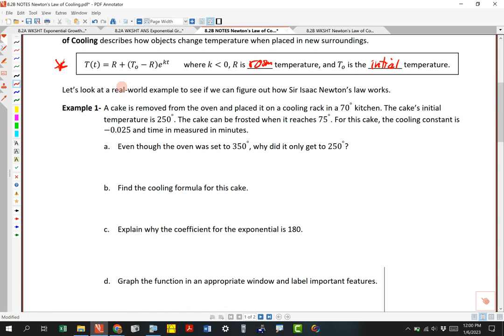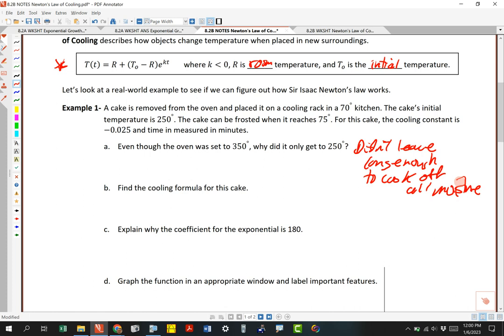So, even though, why didn't it only get to 250? Didn't leave long enough to cook off all the moisture. You could say something like that.